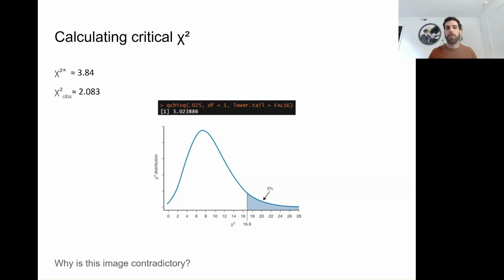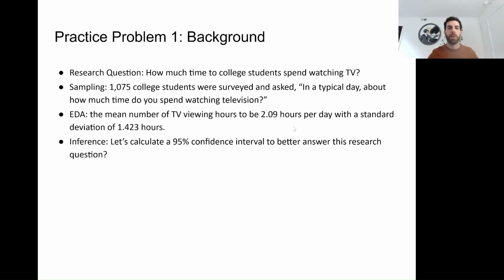Now let's get into an example where we find the critical value for a confidence interval, which is going to be a little bit different because it's not going to be one-sided, it's going to be two-sided. And so instead of 0.05, we will use the 0.025. So here's a practice problem. The background is we're estimating how much time college students watch TV. We've collected a sample. This is our sample size. This is going to be important in calculating our standard error. And we've done some EDA, which is important because it helps to sanity check your results.